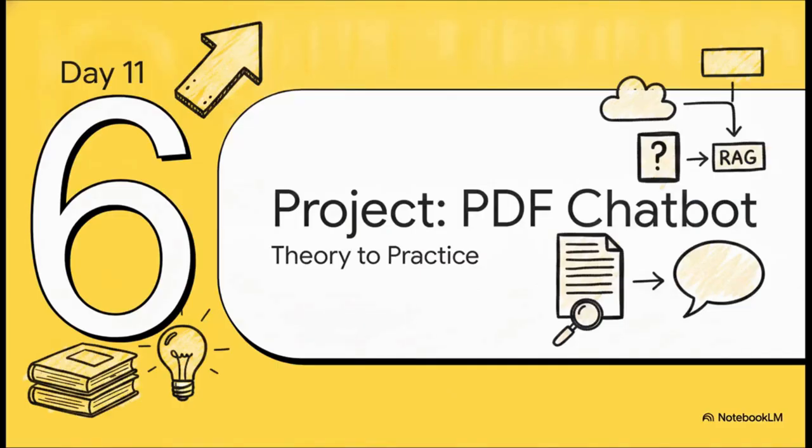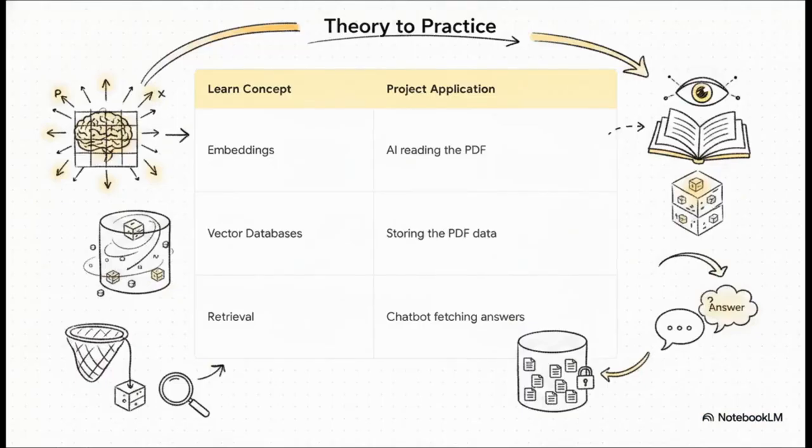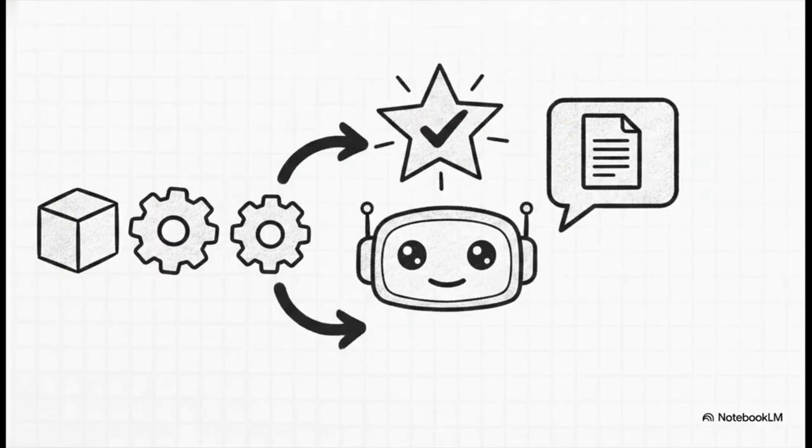And finally, Section 6, our project, the PDF chatbot. So how does all this translate to code? Well, every theoretical step we just talked about serves a deeply practical purpose. Your knowledge of embeddings allows the AI to parse and read the specific PDF mathematically. Then, the vector database becomes the active storage architecture for that PDF data. And finally, retrieval is implemented as the actual chatbot mechanism, fetching the correct answers to seamlessly reply to a user prompt. By stringing these 3 steps together, you've just engineered a customized PDF chatbot from the ground up.